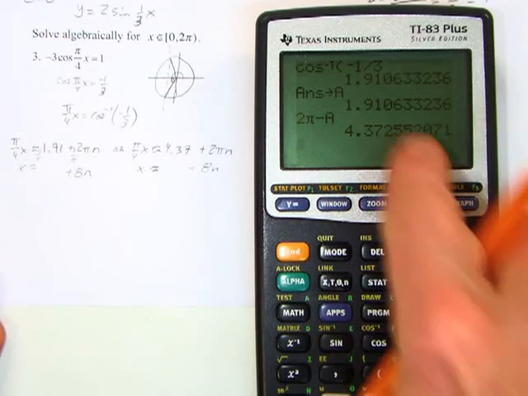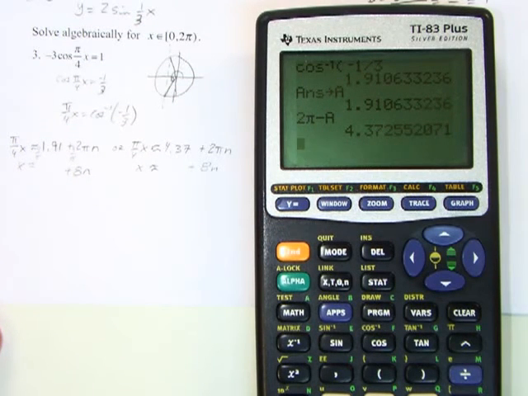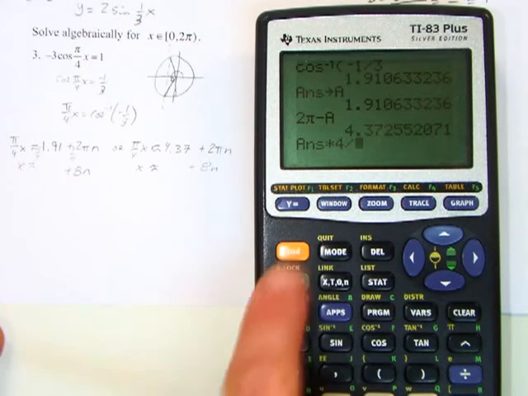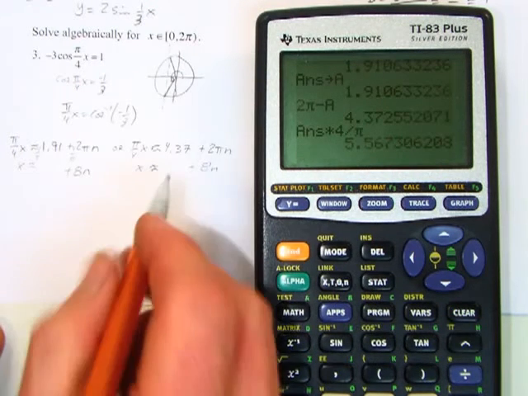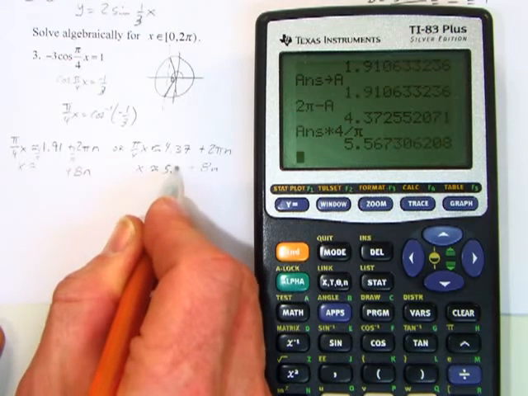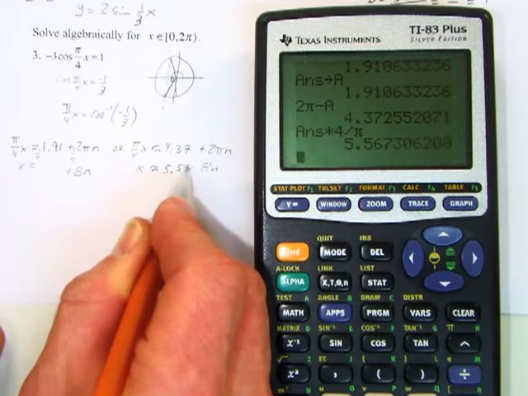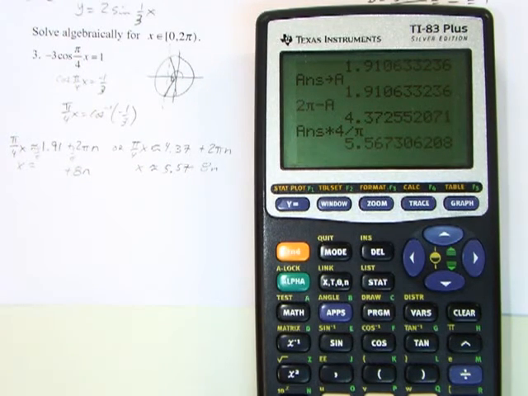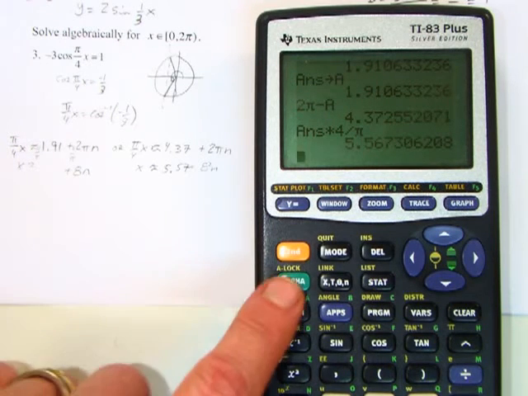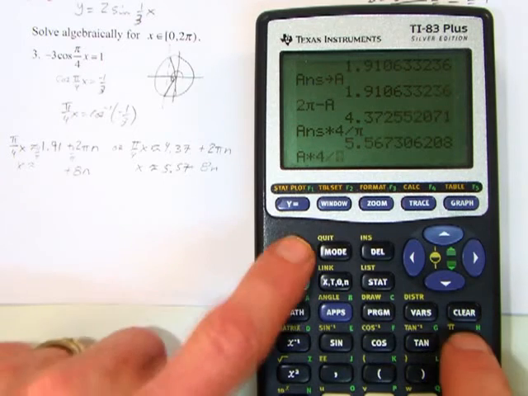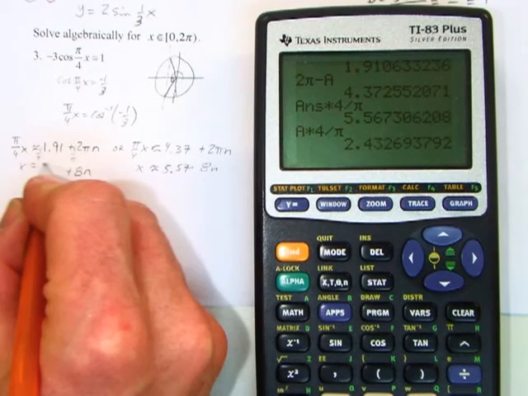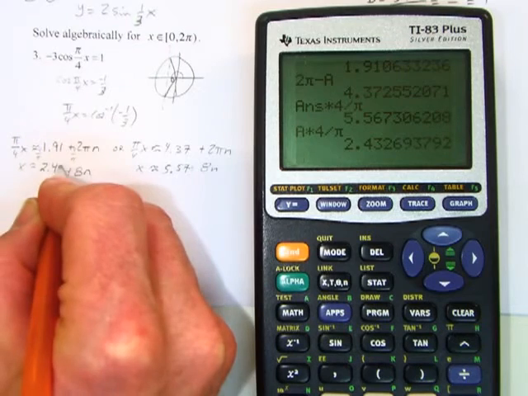And what I'm going to do right now, since this 4.37 number is on my screen, I'm going to use that one first. So I'm just going to hit times 4 divided by pi. And I get 5.57. Now I need to do the same thing to the previous one, but that was in A. So I'm going to say alpha A times 4 divided by pi. And I'll get 2.43.